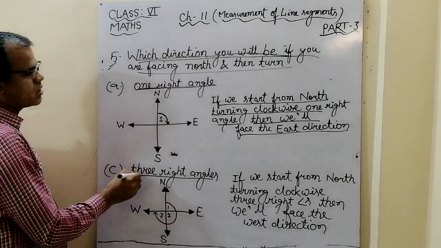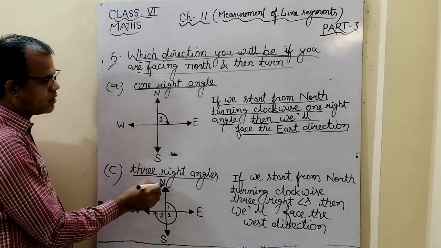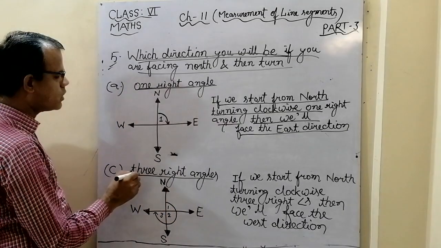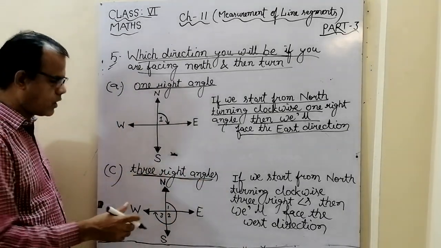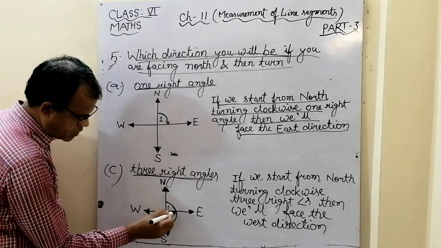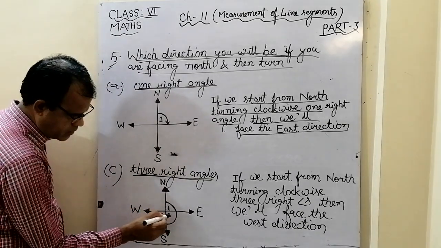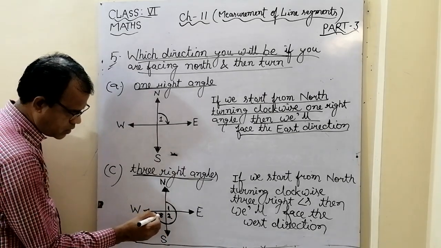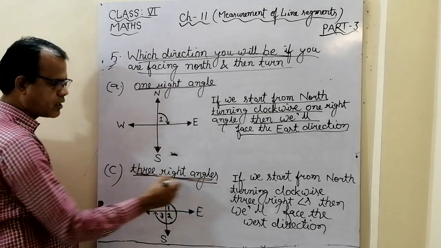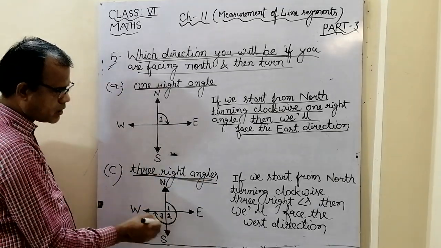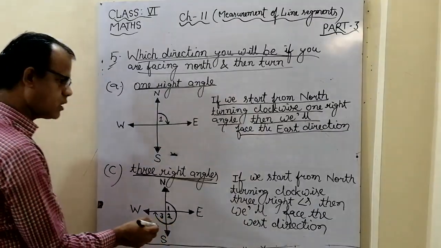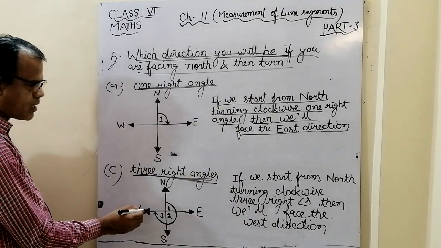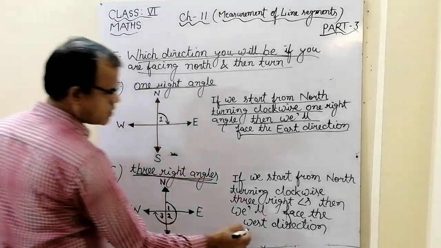Okay, next, 3 right angles. You are standing here, suppose facing north, and you have to turn 3 right angles clockwise. So look here, this is the first right angle, then you enter the second right angle, and after that the third right angle. After completing a clockwise rotation of 3 right angles, which direction will you face? West direction.